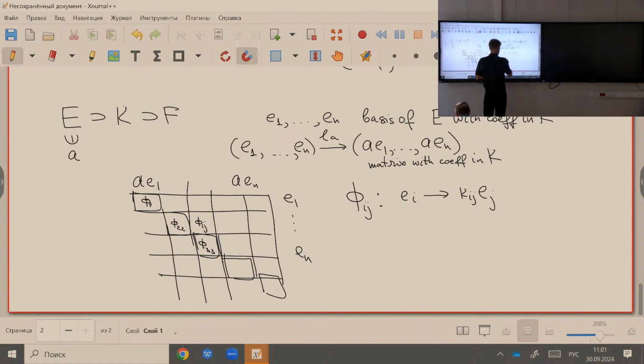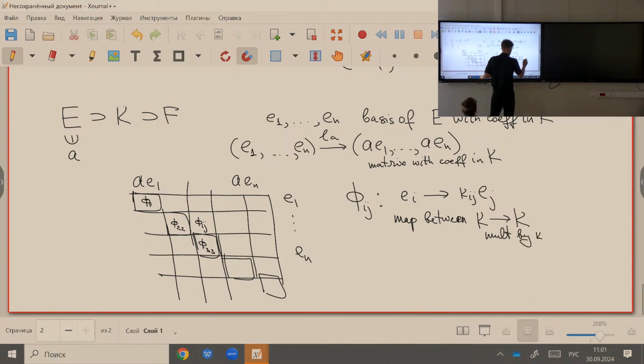this is a map between K and K. And this is just multiplication by k_ij. So this operator is multiplication by k_ij. You may think of this multiplication by k_ij as being viewed as an operator.